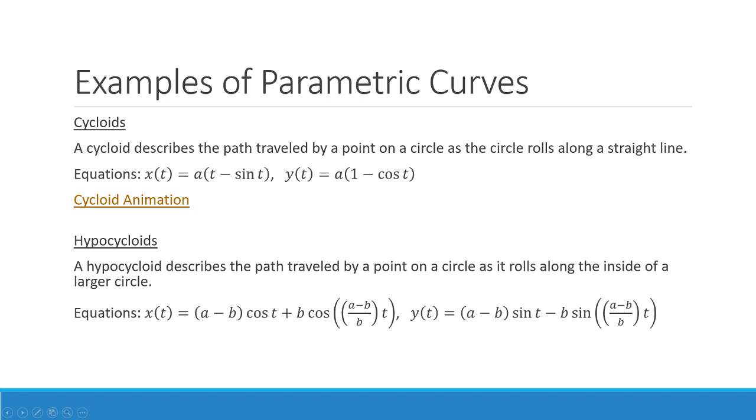For a hypocycloid, if you have the large circle's radius being a and the small circle's radius being b, you have the equations x of t equals a minus b times cosine t plus b times the cosine of a minus b over b times t. And then y of t is basically the same thing, just with signs in there and switching the operation.